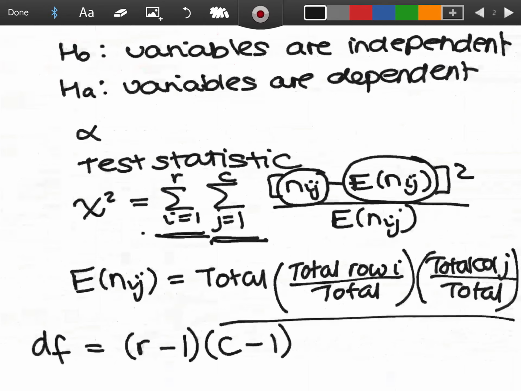So when you look up the critical value in the table, in that chi-square table, you need the significance level alpha and you need the degrees of freedom, which is given by this. Once you've got all of this, you have your test statistic and your critical value, and you can either compare your test statistic to the critical value, or you can compare the P value you'll get from your calculator to your significance level alpha.